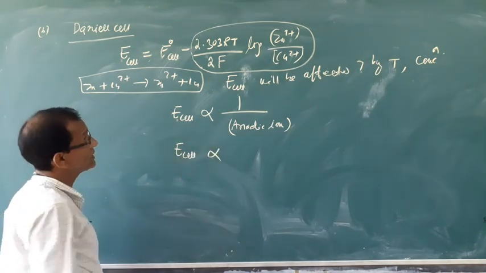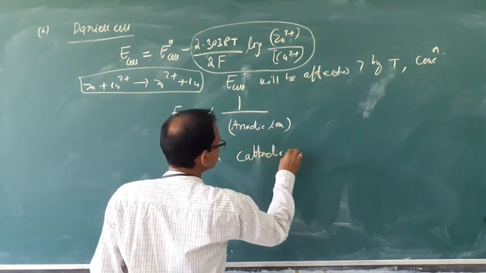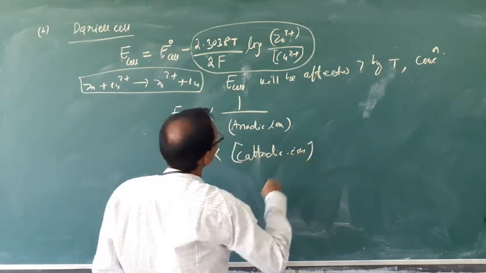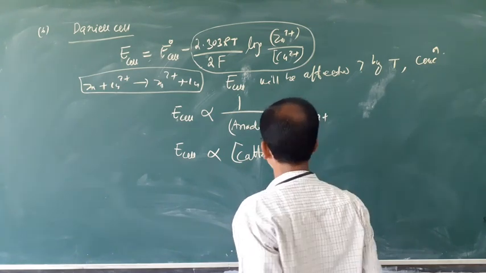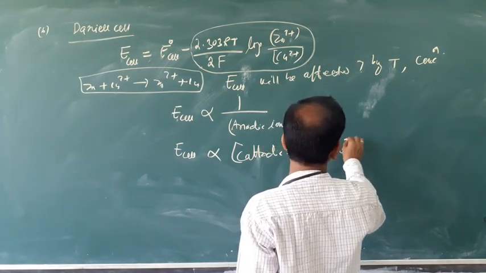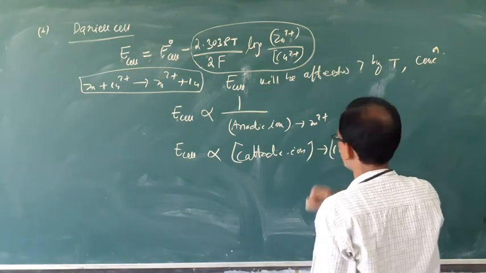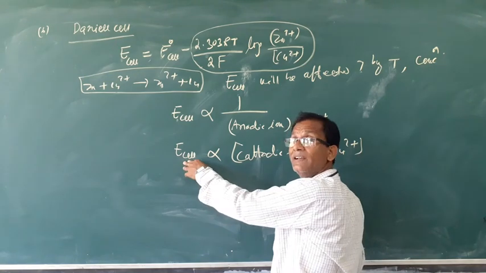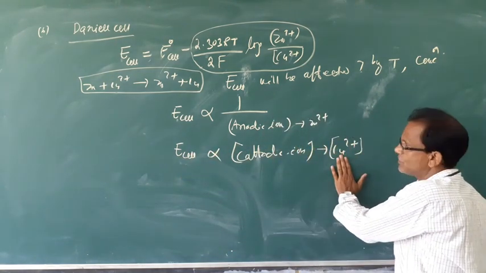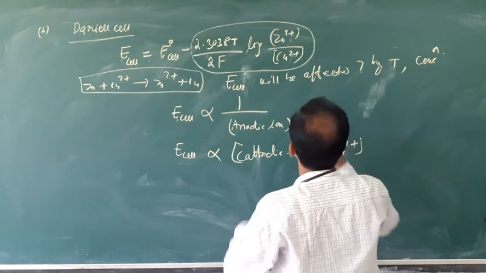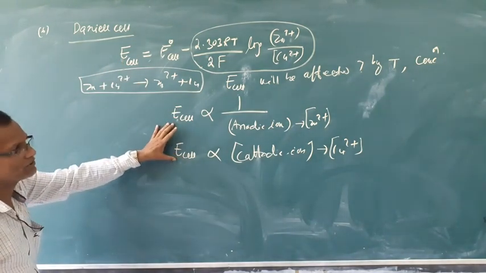Then E cell is directly proportional to the cathodic ion. This indicates zinc ion, and this indicates copper ion. That means if copper ion is more, then E cell will be increased. E cell will be increased by increasing copper ion concentration. If zinc ion concentration increases, E cell will be decreased. This is a very important concept.